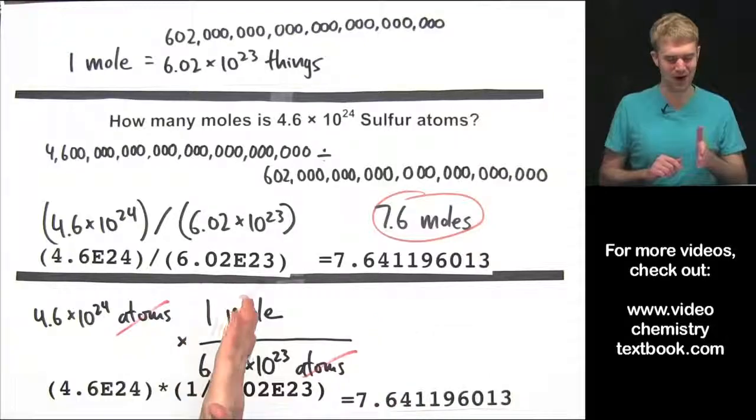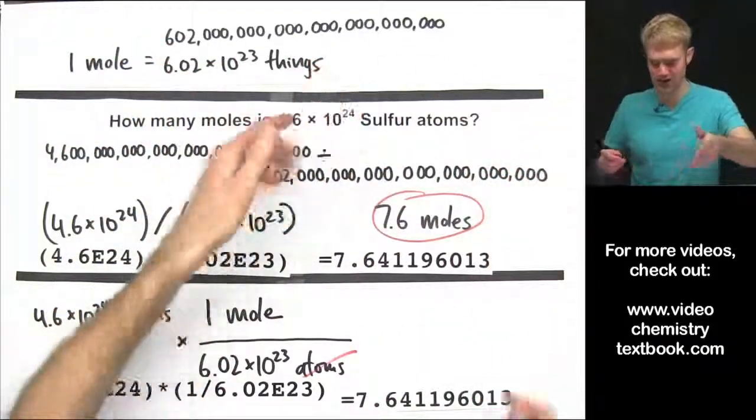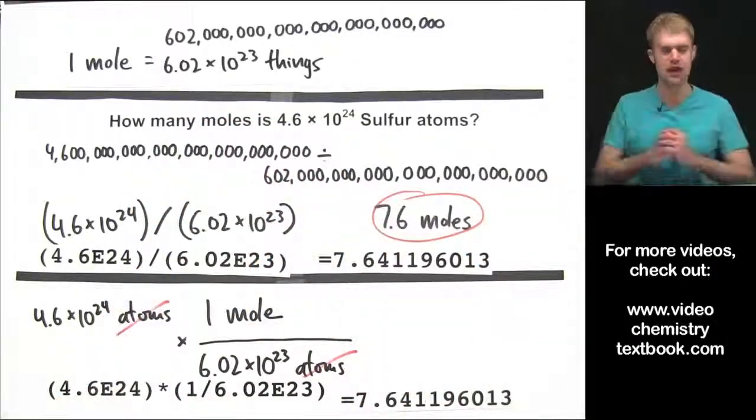So that's how we go from a number of things like atoms, molecules, jelly beans, or coins to figure out how many moles are in it. We divide it by the number of things in 1 mole.